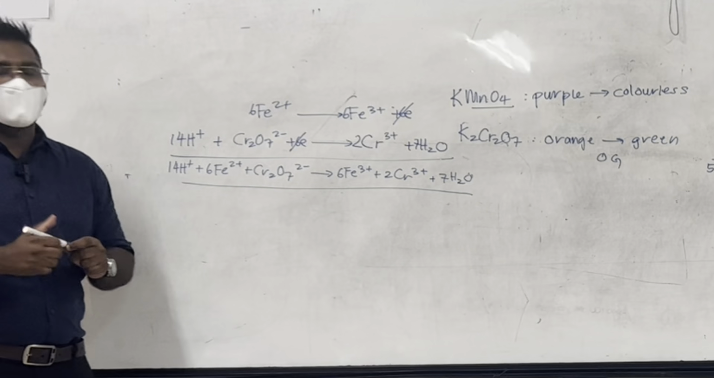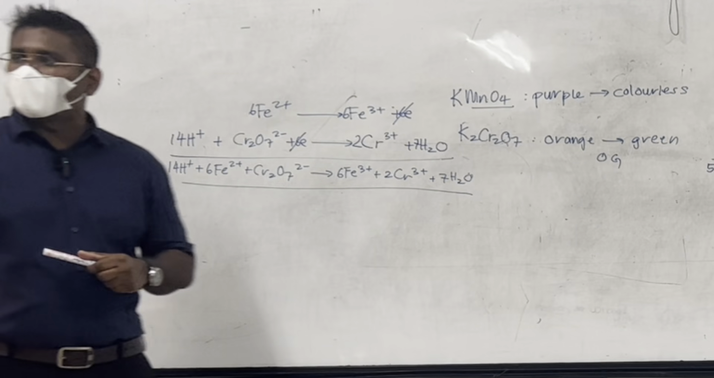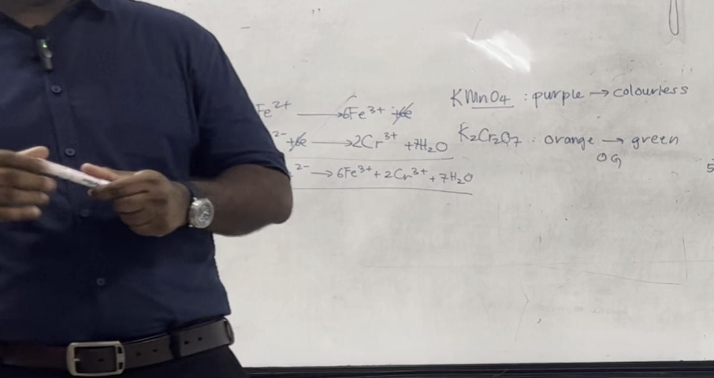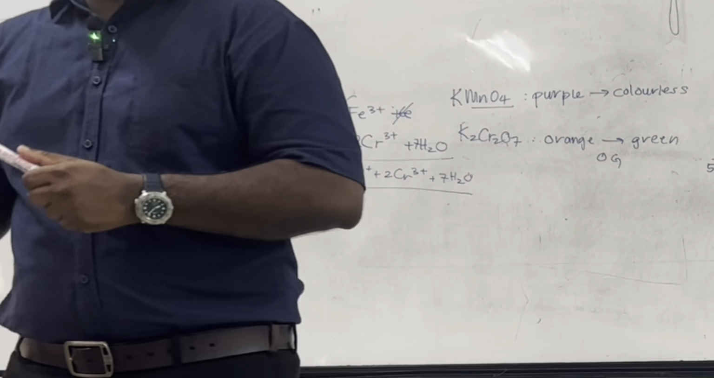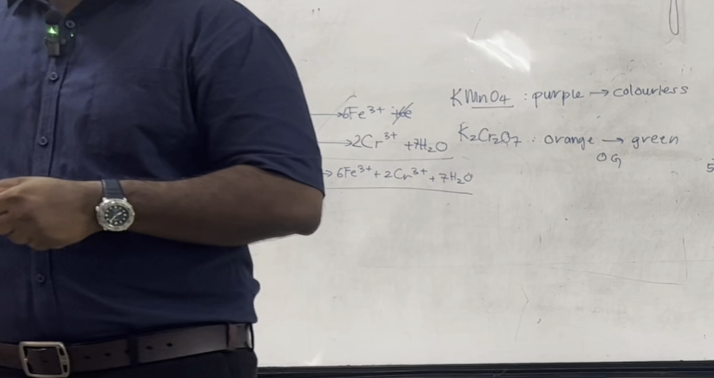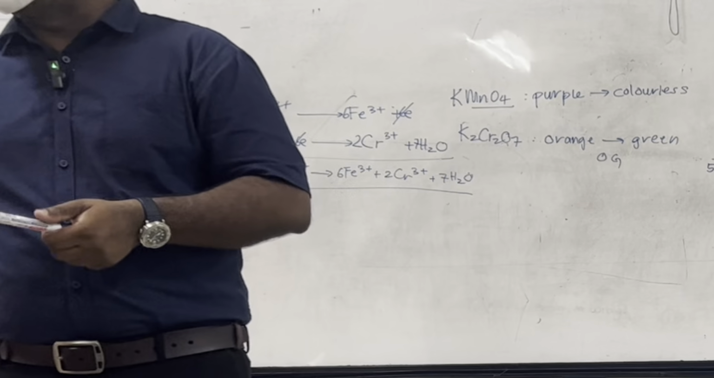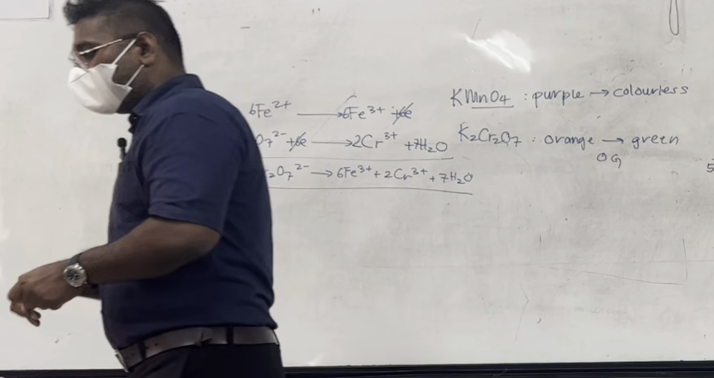This can be applied not only to Fe2+ becoming Fe3+. You can change it. Let's say, for example, Cu+ to become Cu2+. Anything that involves oxidation. And then they will ask you to write the half equation and so on.